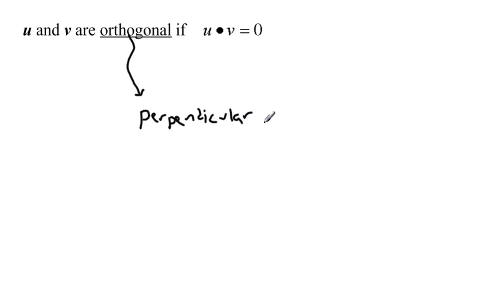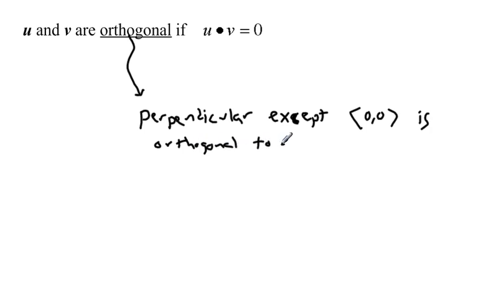However, now you might be thinking, if that just means perpendicular, why don't we use the word perpendicular? It means perpendicular, except there's one vector, this one, 0, 0. Now that's a vector that doesn't go anywhere, but this vector is orthogonal to every other vector. So what does orthogonal mean? Orthogonal means perpendicular. However, this 0 vector is also orthogonal to every other vector.